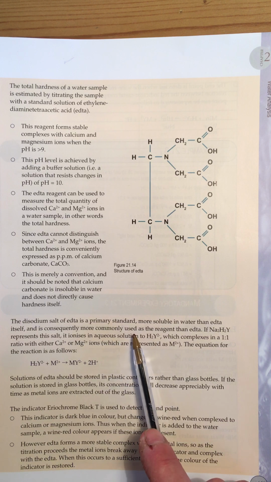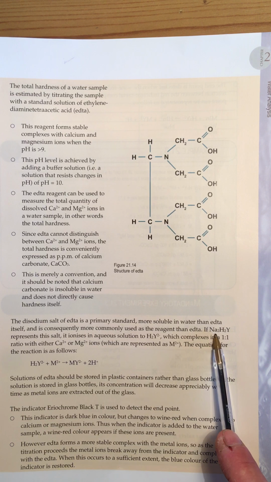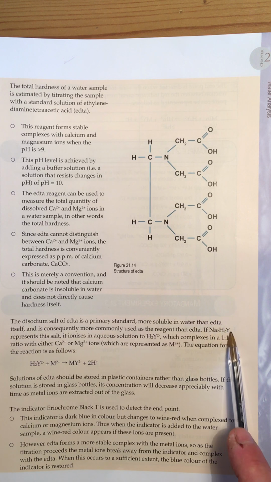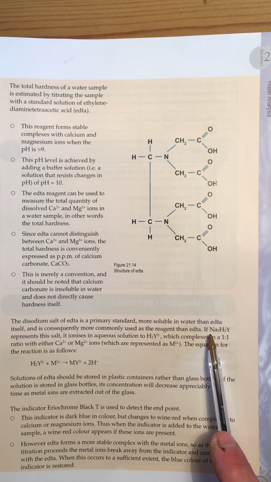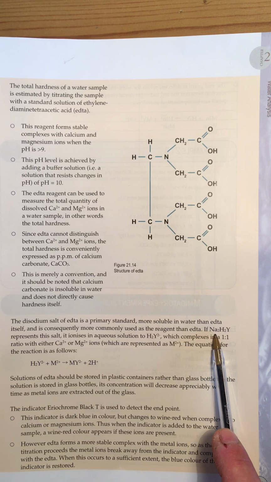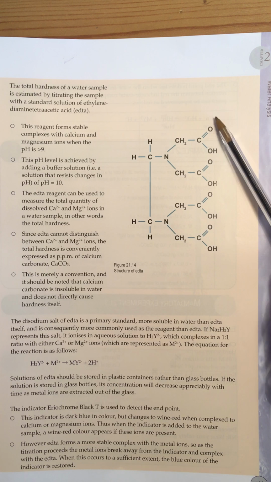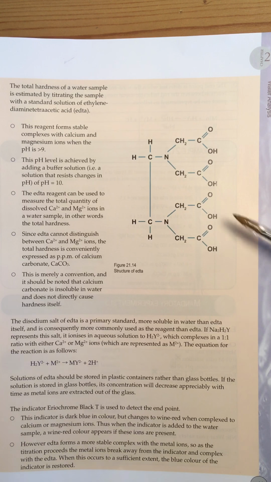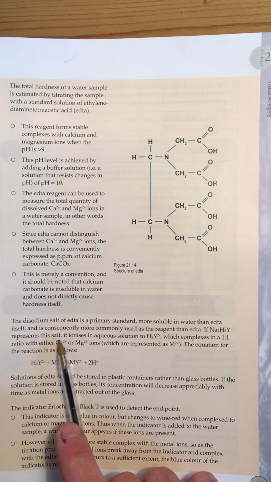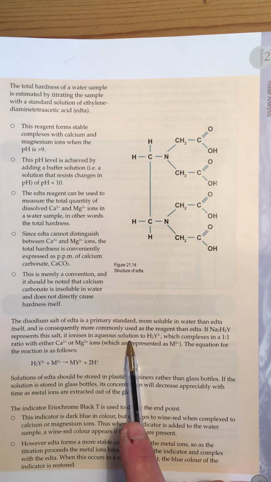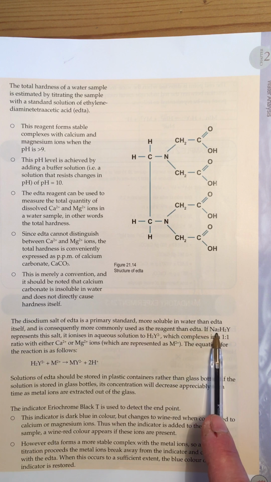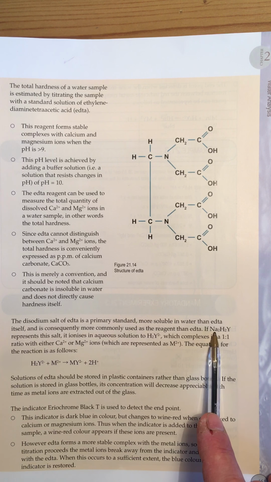So disodium EDTA would have two sodiums attached. Now, you don't need to make sense of this. Basically, this is just a shorthand way of representing this structure with two sodiums. Okay, that represents the salt. It ionizes in aqueous solution to give that, so the sodiums are released into solution.